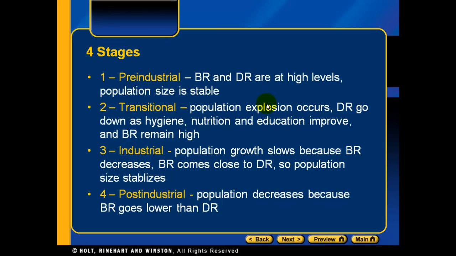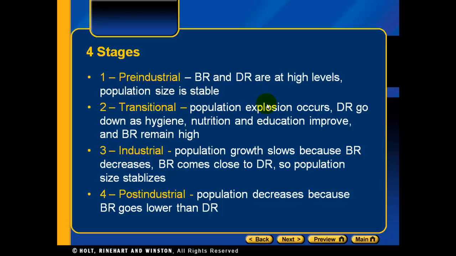Pre-industrial: birth rate and death rate are at their highest levels, and population size is stable. Then you have transitional, where the population explosion occurred. Death rate goes down as hygiene, nutrition, and education improved. Birth rate remained high.